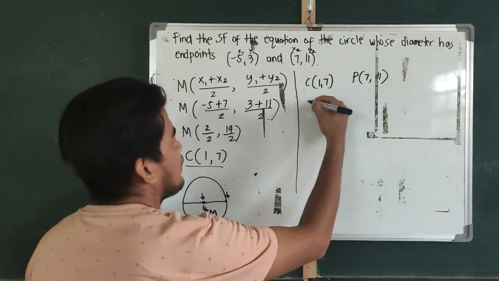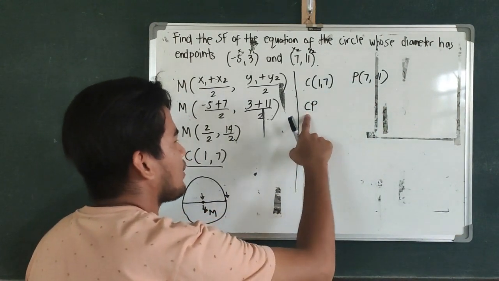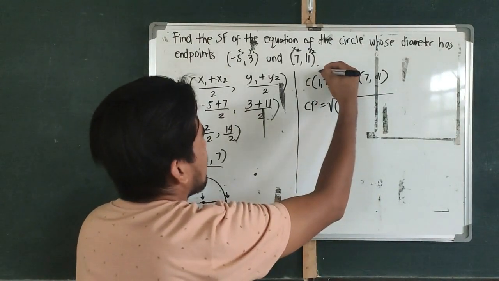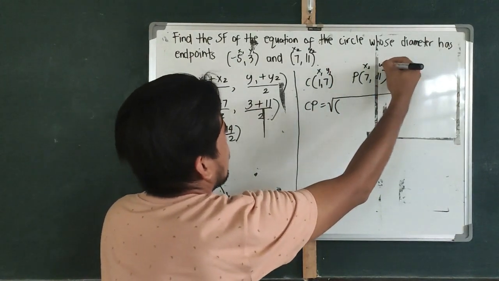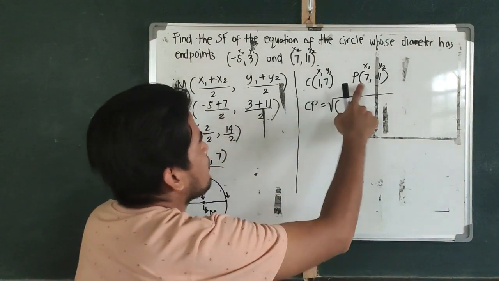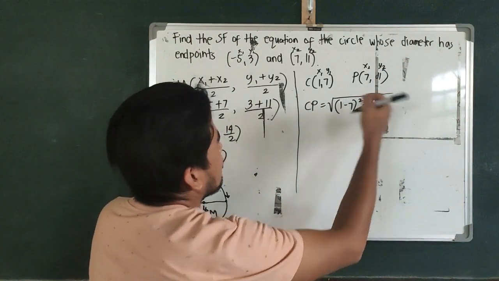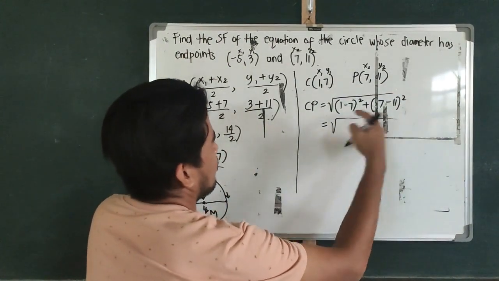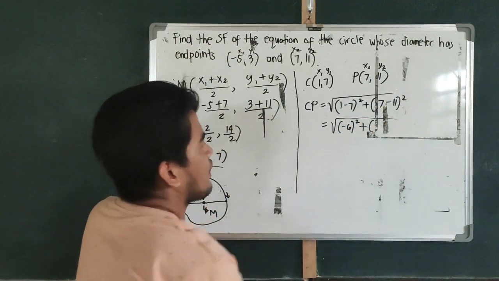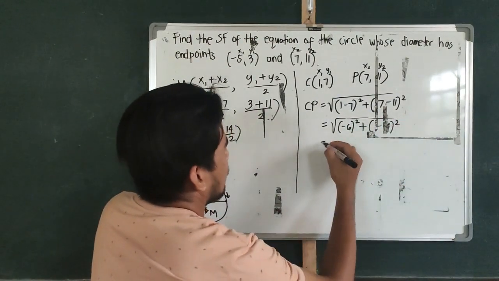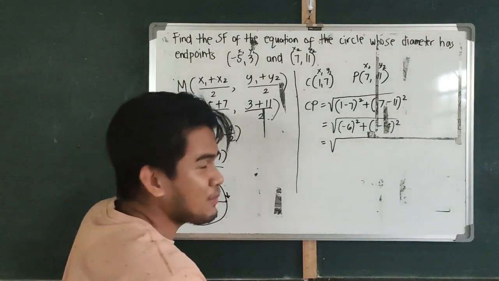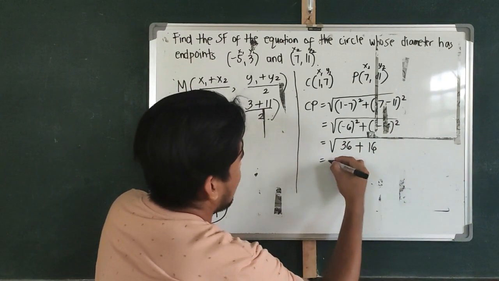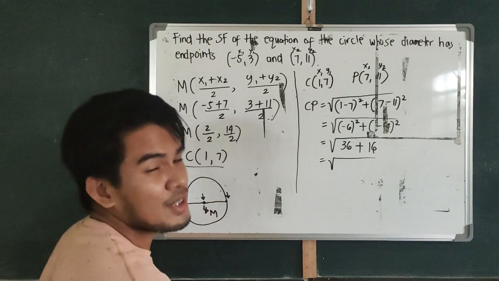So the distance between point C and point P can be found in this way. This will be x sub 1, y sub 1, and x sub 2, y sub 2. So this will be 1 minus 7 squared plus 7 minus 11 squared. Continuing, 1 minus 7 is negative 6 squared, then 7 minus 11 is negative 4 squared. Simplifying, negative 6 times negative 6 is positive 36, then negative 4 times negative 4 is positive 16. Combining the two, 36 plus 16 is equivalent to 52.